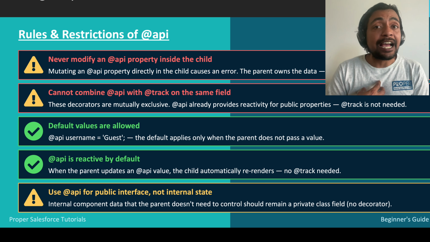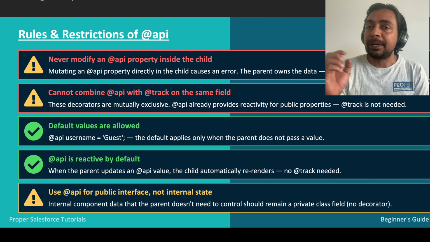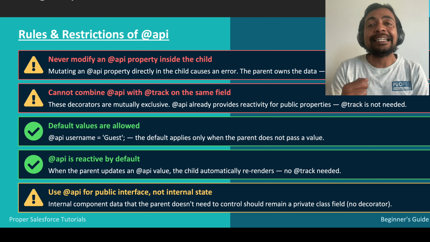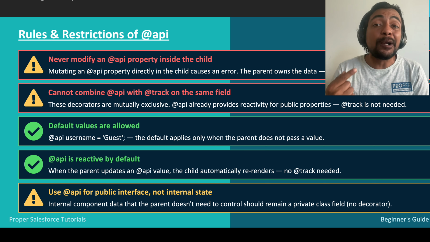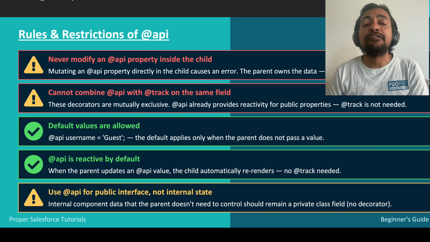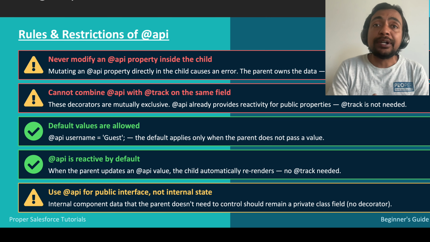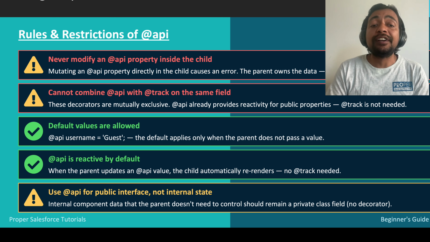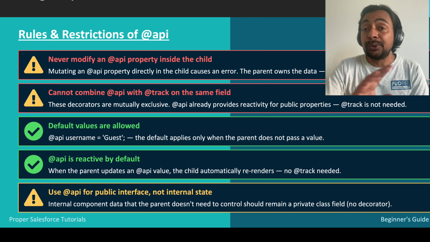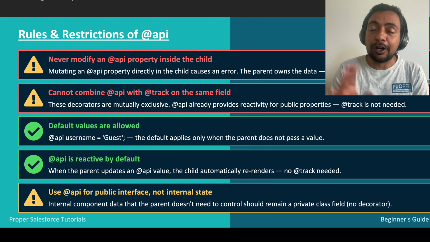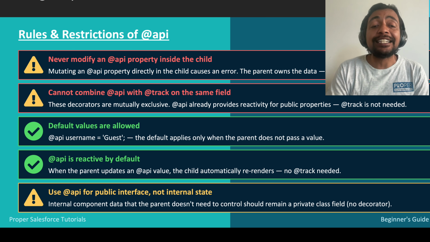Default values are allowed, and I have shown you that we can provide default values with @API when you are declaring any specific variable public. That way, in case the parent forgets to provide the value, the child can take that default value. As I told you, @API is reactive by default. So when the parent updates an @API value, the child automatically re-renders, and you need not use @track along with it. And use @API for public interface, not internal state.